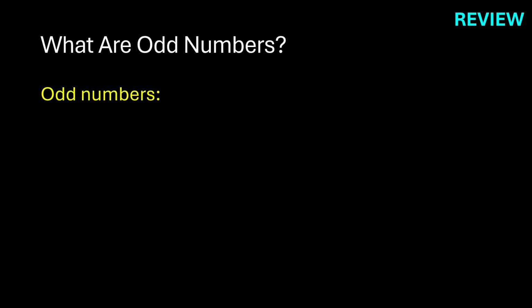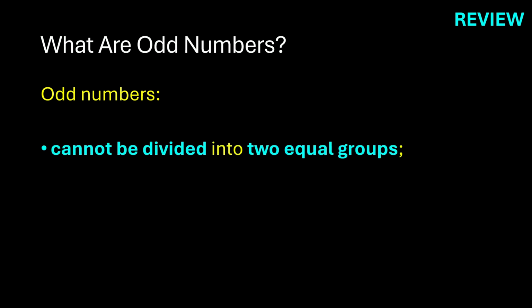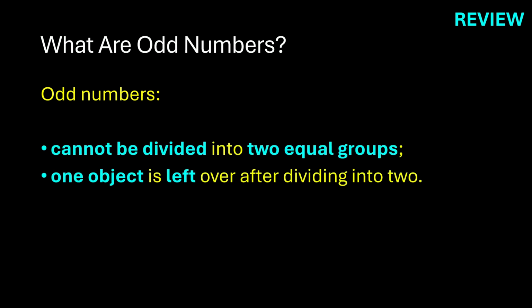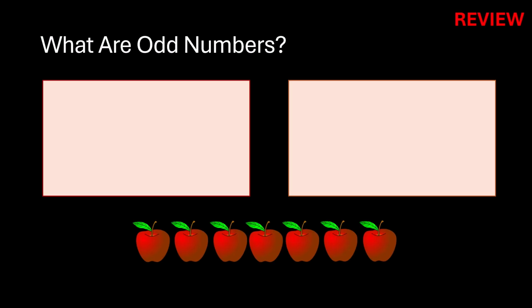Now let's consider odd numbers. Odd numbers cannot be divided into two equal groups. One object is left over after dividing into two. Now consider this example of 7 apples. Can we put an equal number of apples in the two boxes? If we can, without any being left out, then 7 is an even number. However, if there is 1 left over, then 7 is an odd number.